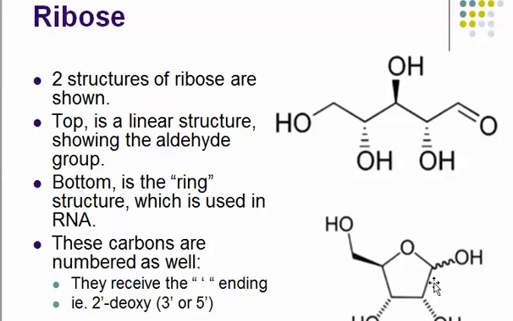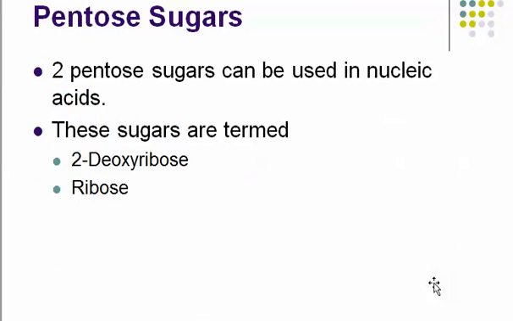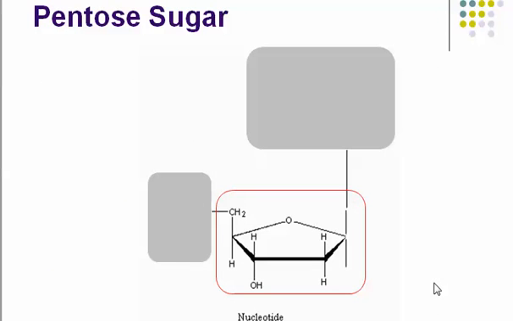DNA, deoxyribo. De means minus, oxy means OH, ribo means ribose. So we're removing an OH group from the ribose structure. If you go back and take a look at this picture, you probably question in the beginning, wait a minute, this picture, there must be a mistake.